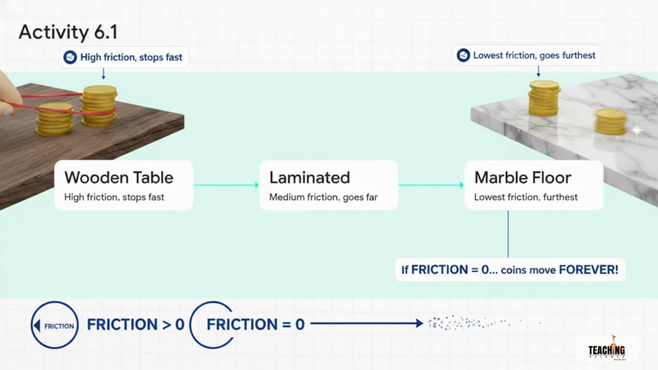Let's visualize this with Activity 6.1 straight from our NCERT textbook. Imagine stacking up a few Karm coins and flicking them with a rubber band across a wooden table. They stop pretty quickly, right? That's because rough wood has high friction. If you do the exact same thing on a smoother laminated table, the coins travel a lot further. And on a super polished marble floor where friction is incredibly low, they travel the furthest distance before stopping.